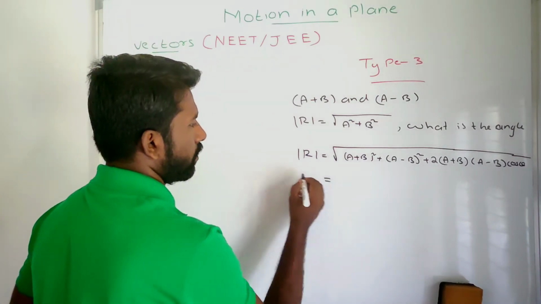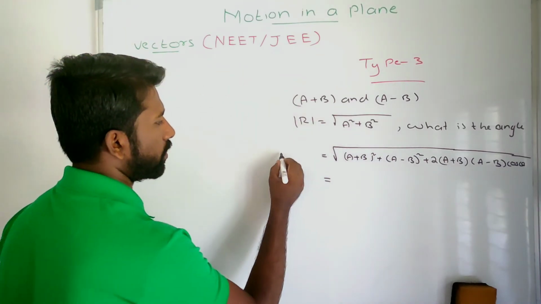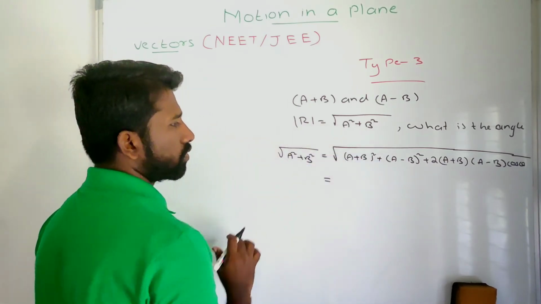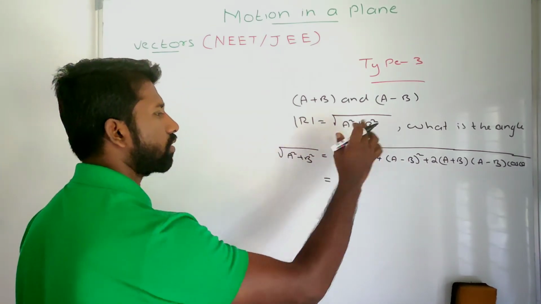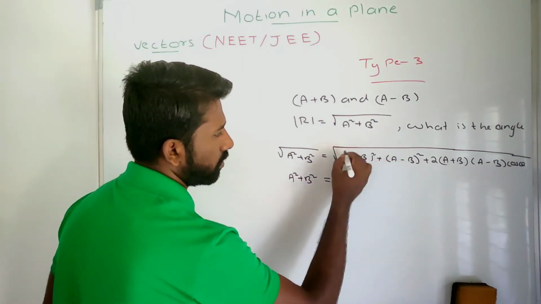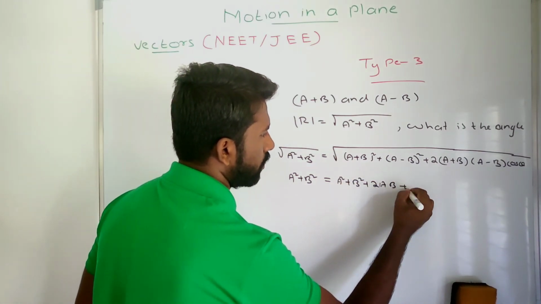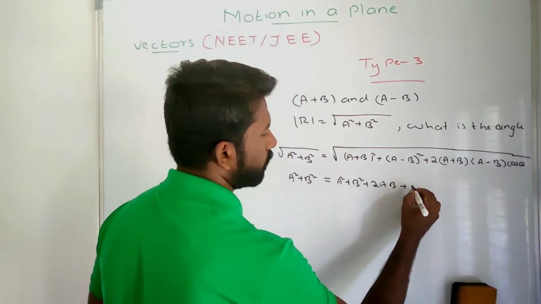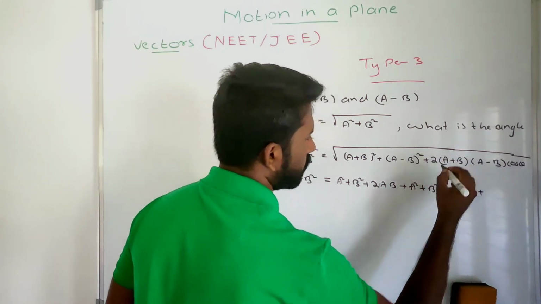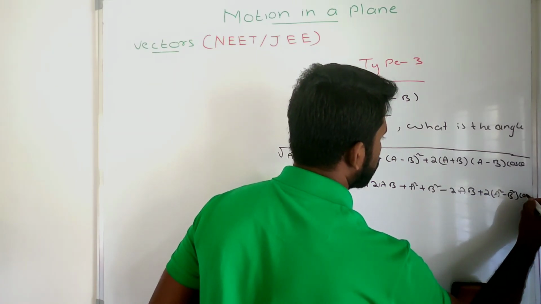Okay, then what about the resultant? Here they have given us the resultant is square root of A square plus B square. So I am writing this. Okay, then squaring on both sides, this square root and this square root are removed. So you will get here A square plus B square, and here we can expand this A plus B all square, that is A square plus B square plus 2AB. Here we can expand by A minus B all square formula, so A square plus B square minus 2AB you will get. Plus this is 2 into A square minus B square cos theta.